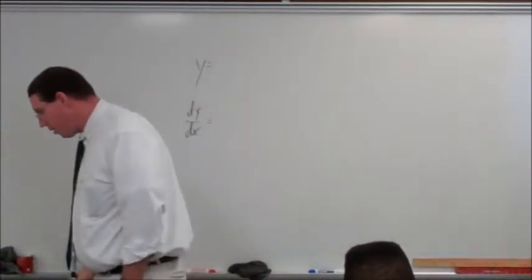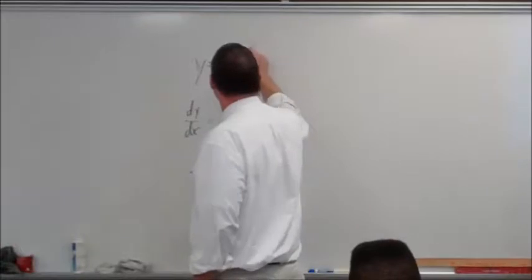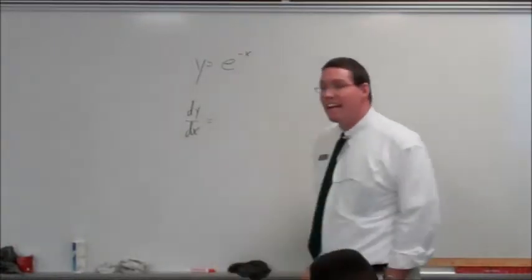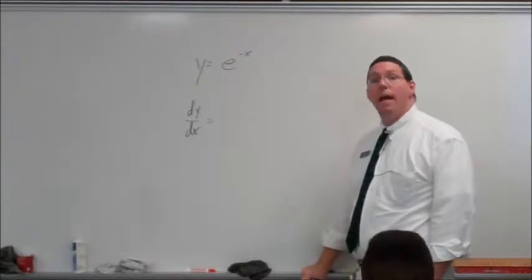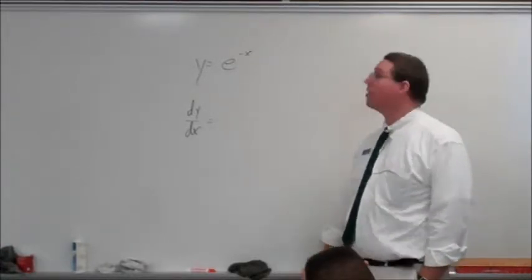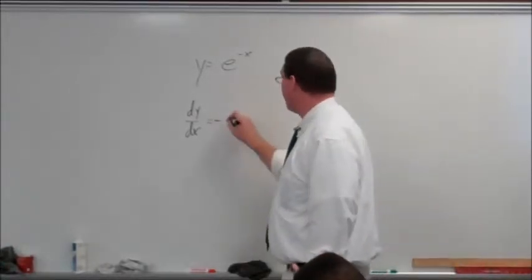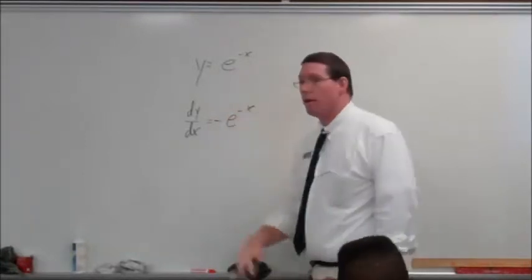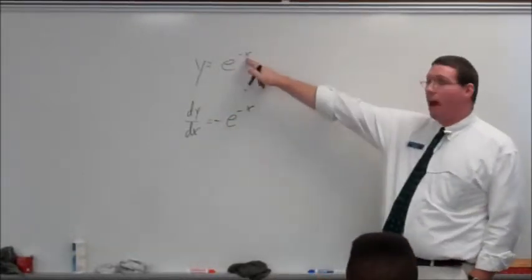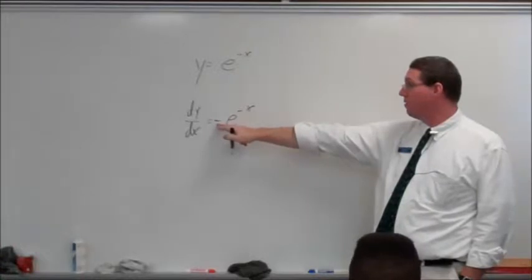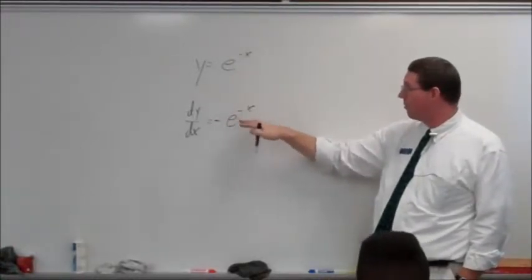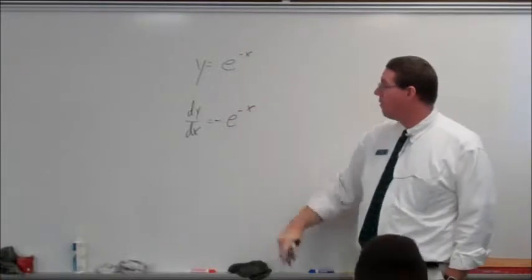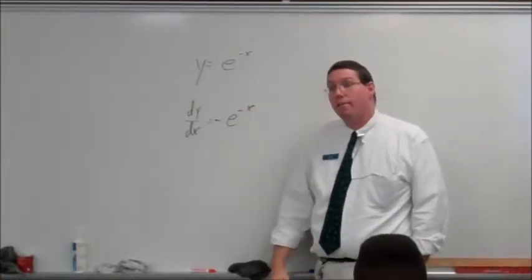Number 3 here is e to the negative x. This is a pretty popular one. You still got to do it. Negative e to the negative x. There you go. Because the derivative of the inside is negative 1. Negative 1 times the derivative of the outside, which is e to the power of its function, and the inside function is negative x. So negative e to the negative x.